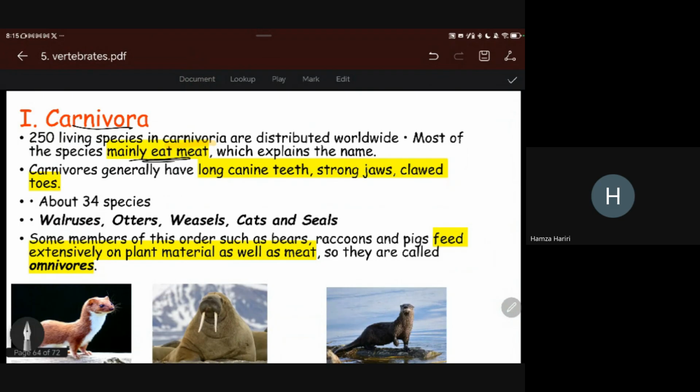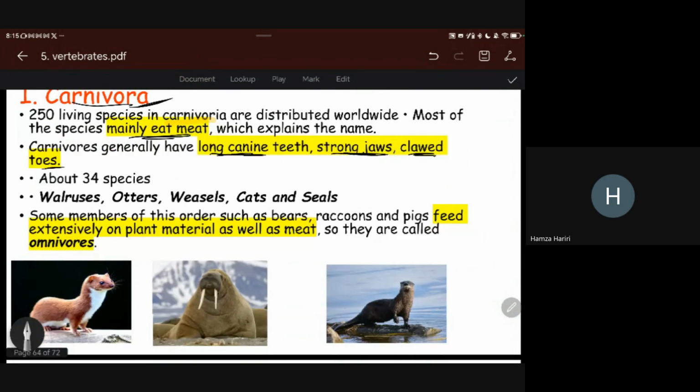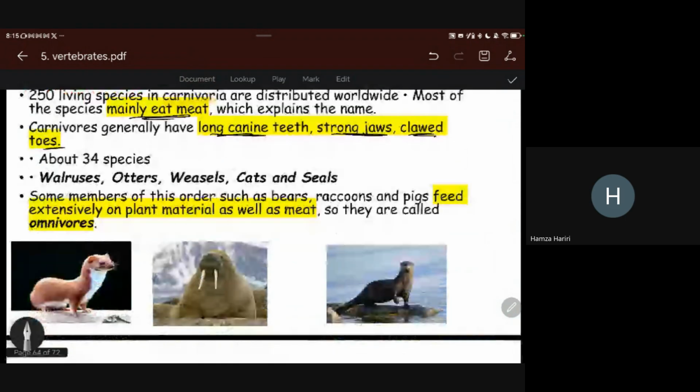They generally have long canines because they're carnivores, they eat meat, like we've said before, and strong jaws to help them eat the meat as well, and clawed toes so that they can catch their food, okay? The examples are, as we can see, otters, cats, and seals. Some members of this order, such as bears and raccoons, feed extensively on plant material as well as meat, so they are called omnivores.